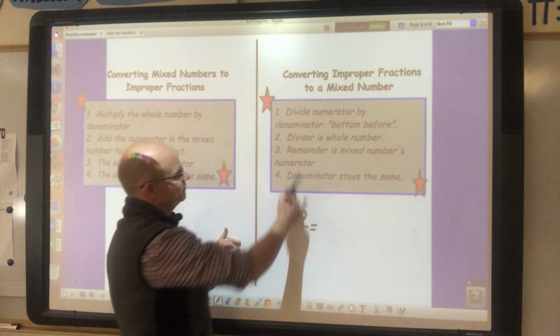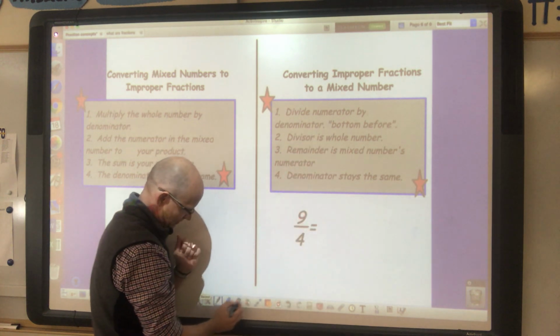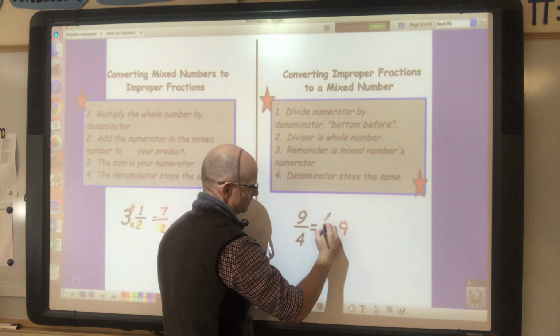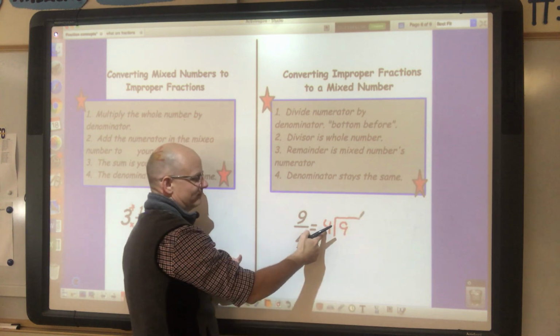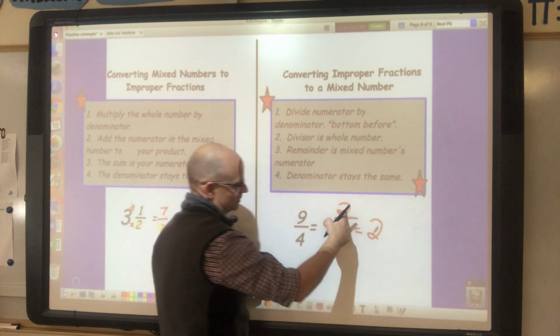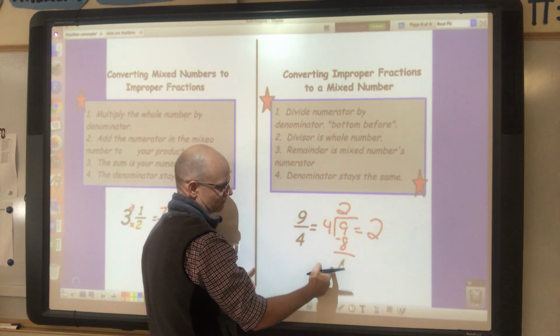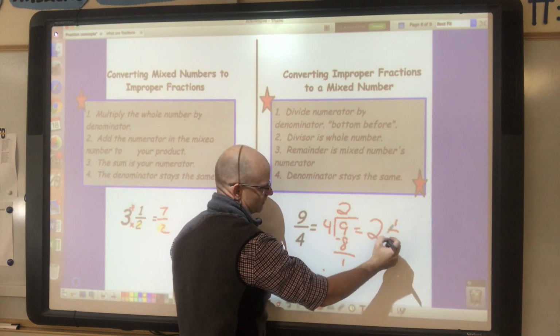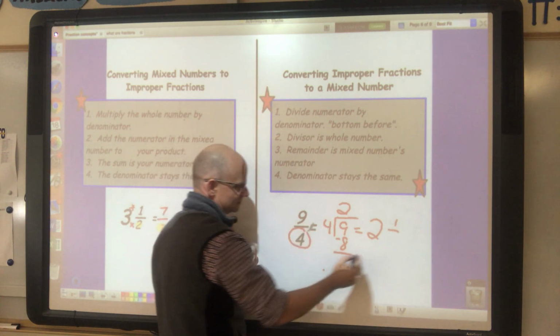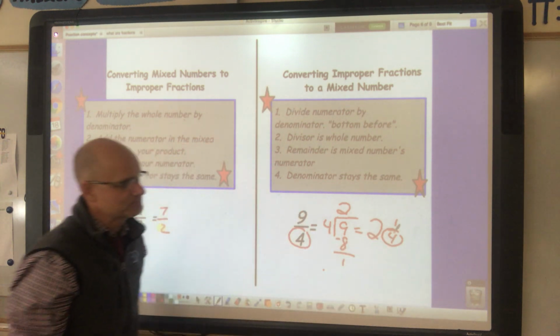Likewise here, it says if you want to change an improper fraction to a mixed number, divide the numerator by the denominator. So I'm going to divide the numerator by the denominator. 9 divided by 4, well, that's 2 whole. It says here the quotient is the whole number. The 2 is your whole number. Whatever you have left over is your new numerator. So my 1 is my new numerator. And the denominator still stays the same. 9/4 gives me 2 1/4.